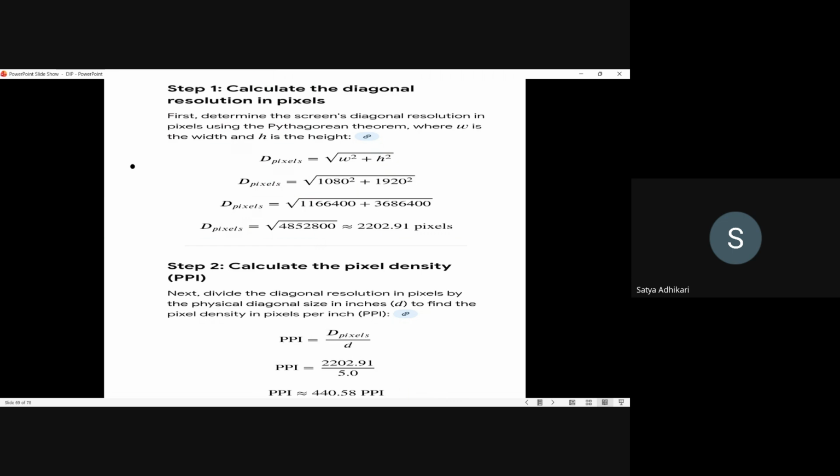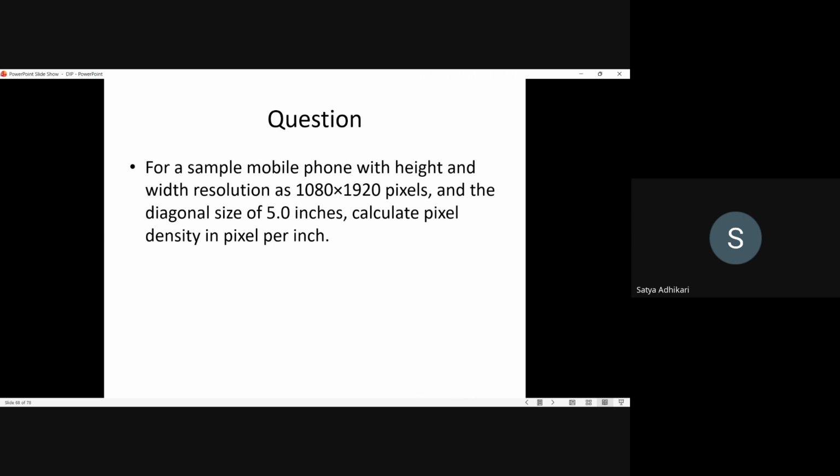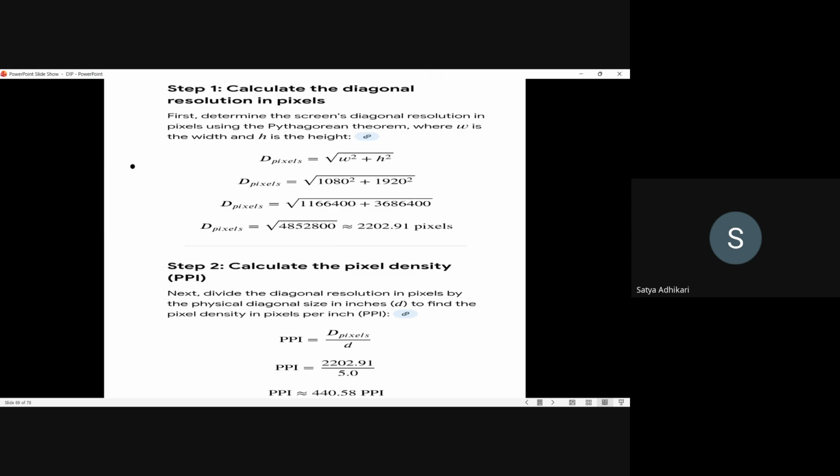That is 5.0. You see, in the previous question it was given as 5 inch, the diagonal size of 5 inch. So D is given as 5 inch. That is why I am dividing that D pixel value by 5, and it is calculated as 440.58 PPI.